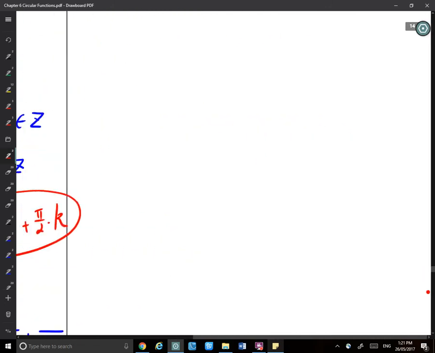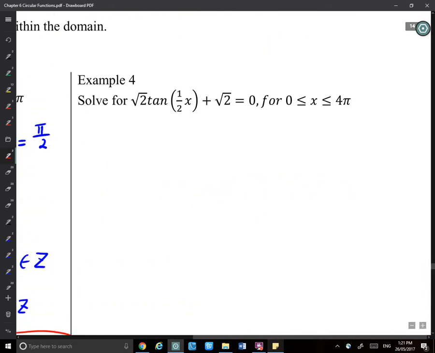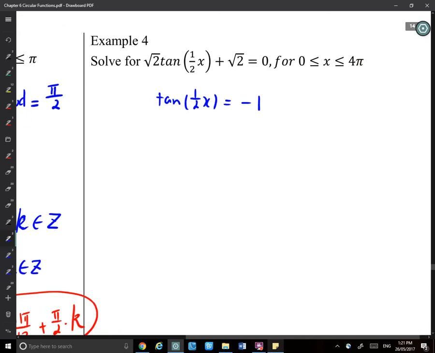Have a look at the next one. Next one we have tangent of a half x equals negative 1, which is negative root 2 divided by root 2, negative 1.